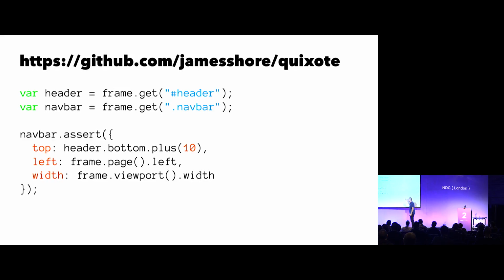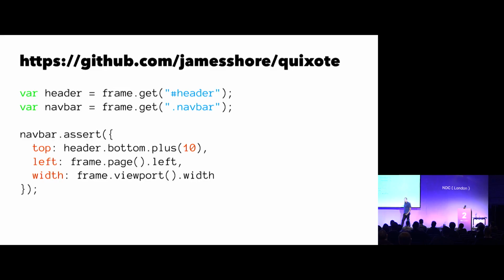And we started looking at some other interesting tools. For example, Jim Shore built a unit testing tool for CSS that is cross-browser compatible, that allows you to raise the level of abstraction. And you can say, well, the navigation bar is supposed to be 10 pixels above the bottom of the header, and it's supposed to be aligned with the left. It's supposed to have the width of the viewport. So there's lots of these assertions that raise the level of abstraction significantly.